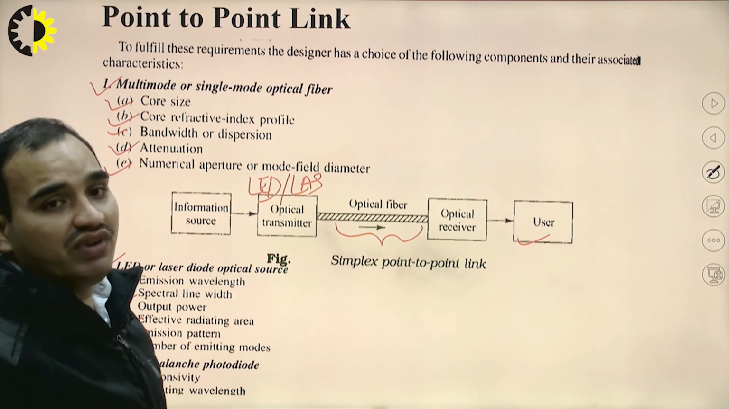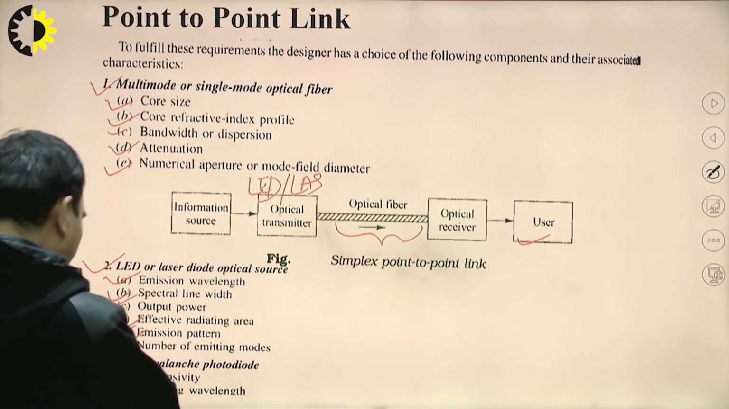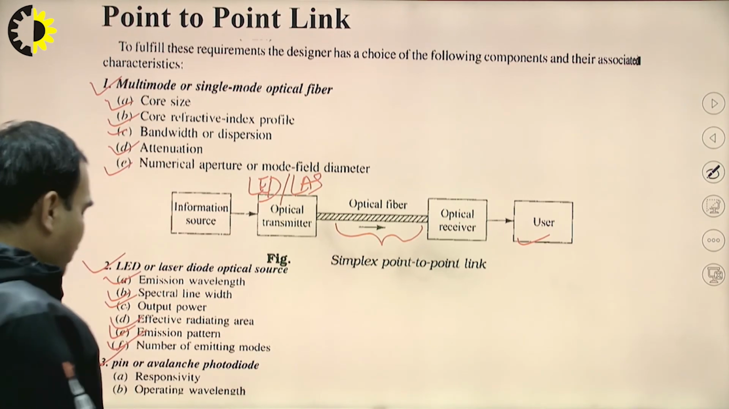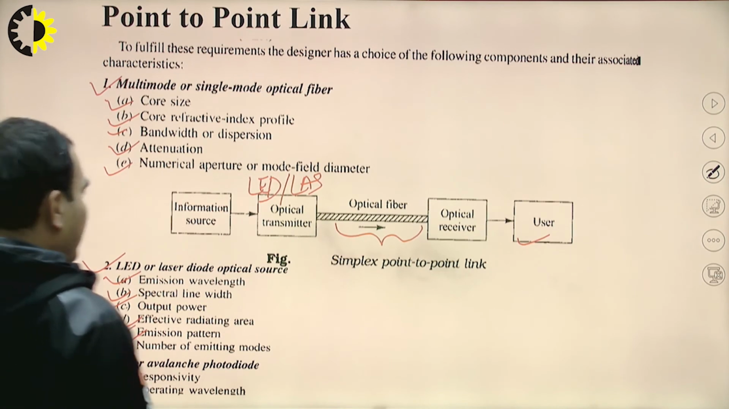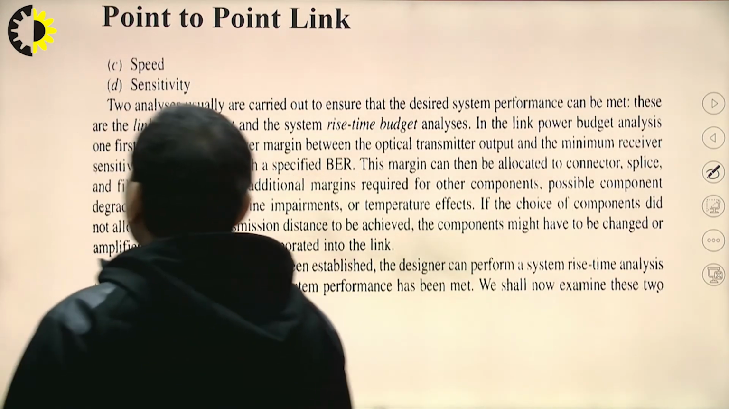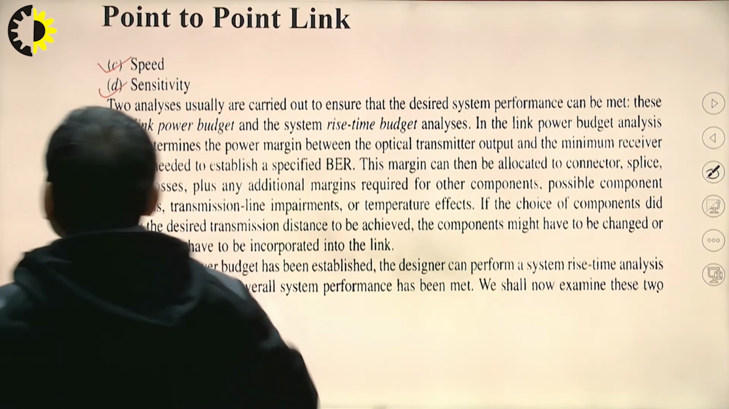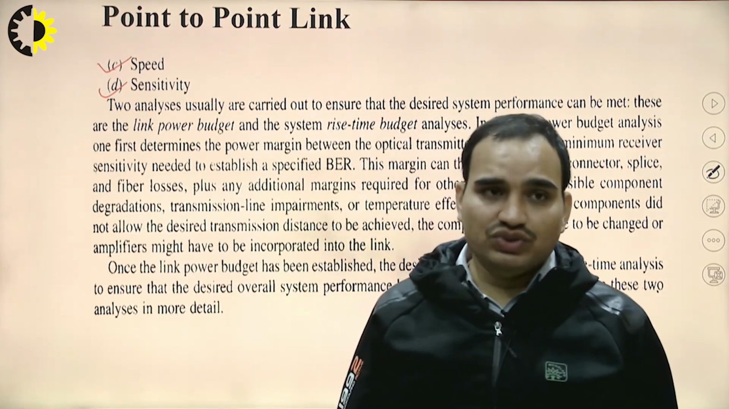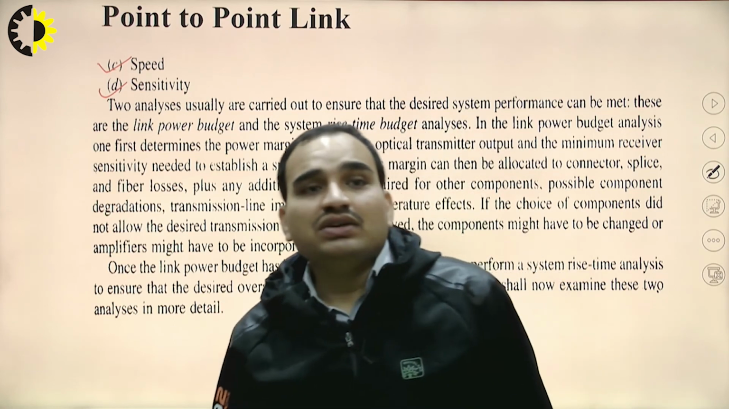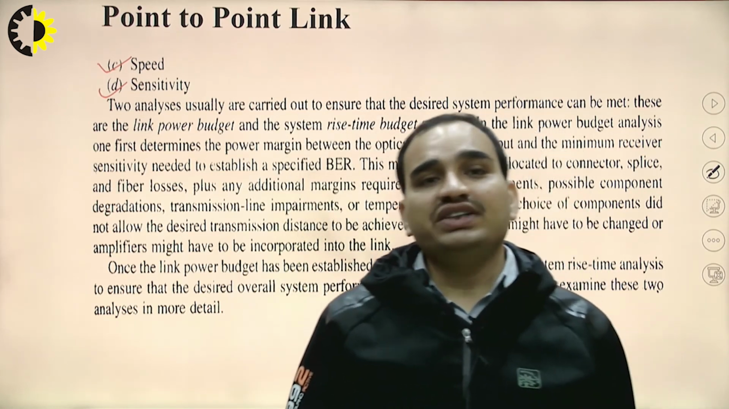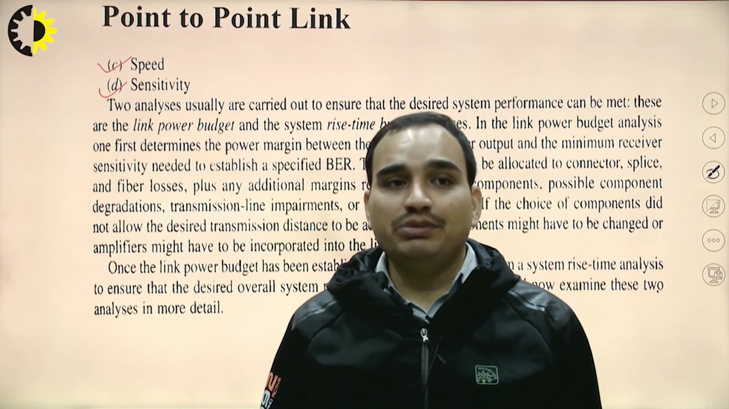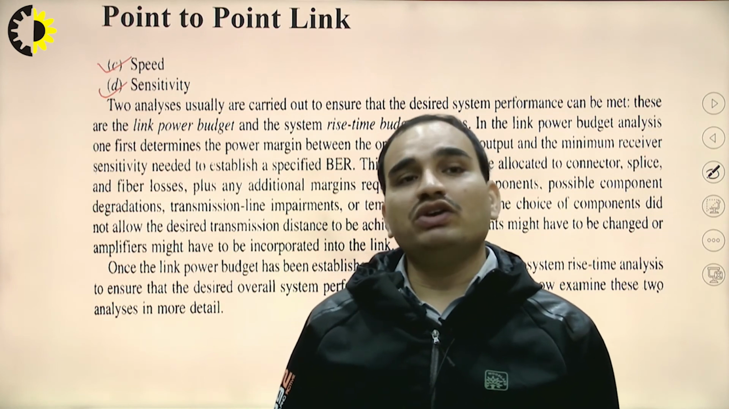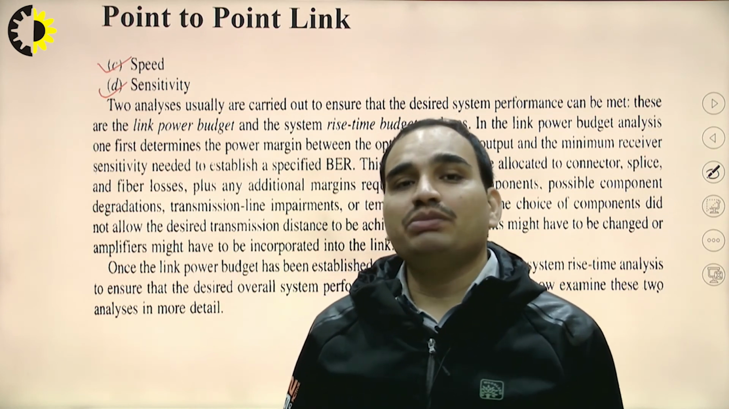Next is the avalanche or the PIN photodiode. What should be the responsivity? What should be the operating wavelength? What should be the speed? And what is the sensitivity for the PIN and the avalanche photodiodes? Analyses are usually carried out to ensure that the desired system performance can be met, and these are the link power budget and the system rise time budget analysis.